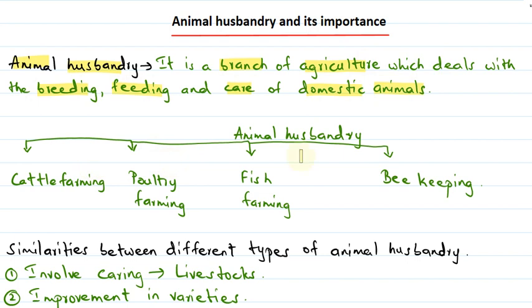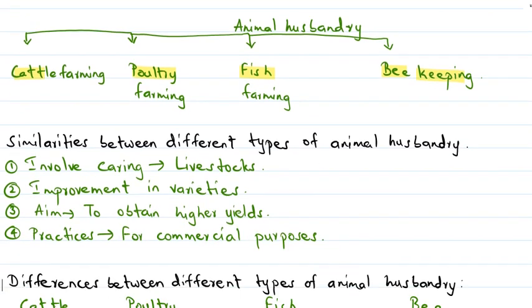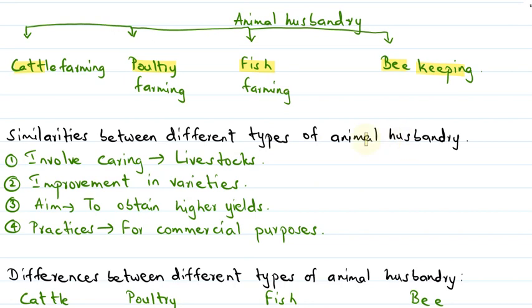Then there are 4 types of animal husbandry. One is cattle farming, next poultry farming, then fish farming and beekeeping. Okay. Then we discussed the similarities between these different types of animal husbandry. In all these different types of animal husbandry, there is involvement of caring and providing protection to the livestock. Then the next similarity is that these different techniques are performed with an aim for the improvement in varieties. We perform these different types of animal husbandry so as to improve the varieties of the different livestock.